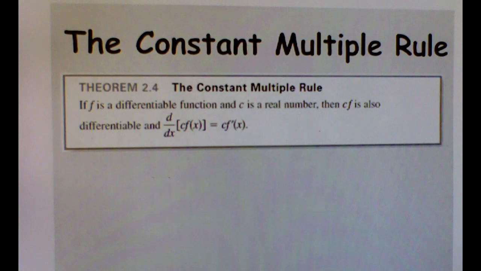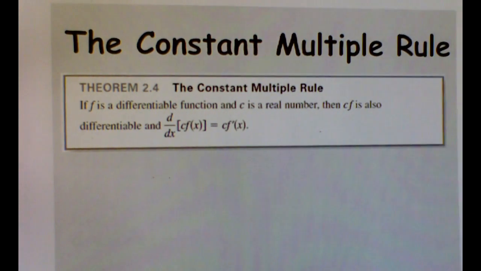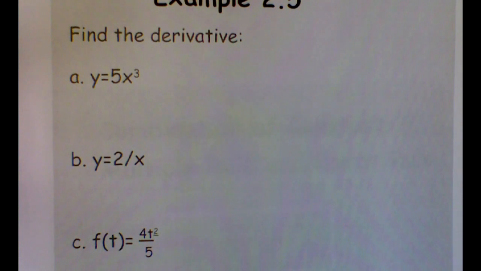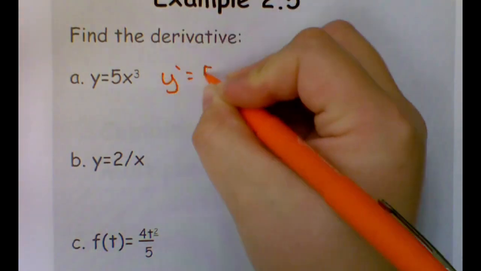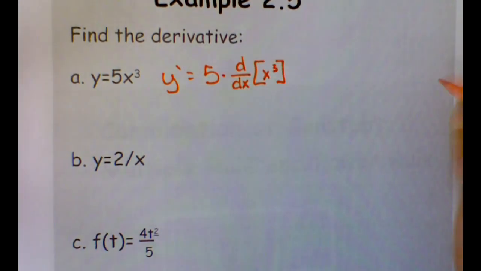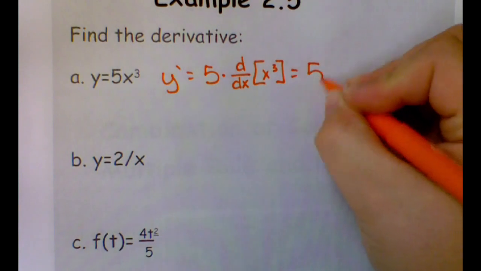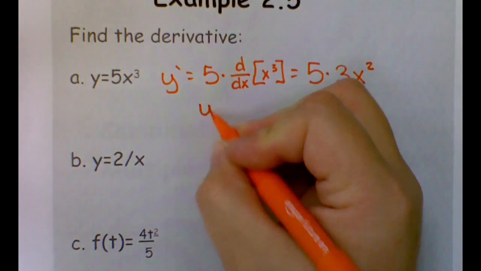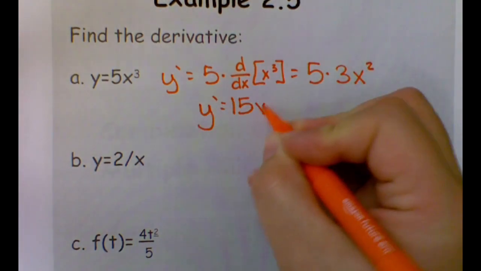Now let's talk about something called the constant multiple rule. If f is a differentiable function and c is a real number, then c times f is also differentiable, and the derivative of c times f of x equals c times the derivative f prime of x. Let's look at that in action. So if I want the derivative of y equals 5x cubed, I can take y prime equals 5 times the derivative of x cubed. Then I use the power rule. So I have 5 times, I bring down the 3, x, I subtract 1 from the power. So really the derivative is 15x squared.